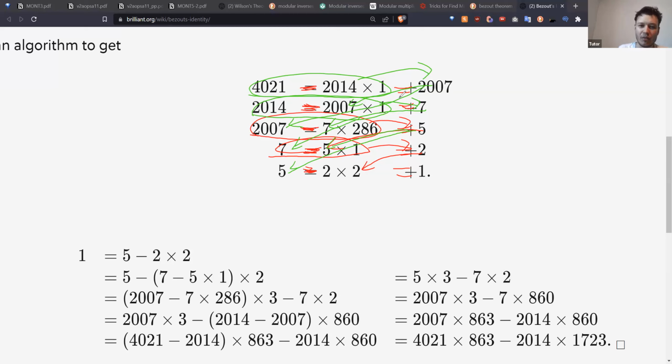So by using this method of back substitution, everything is going to become in terms of 4021 and 2014, because you get 1 here is equal to this, and now you take 2, you plug this into 2, and then you look at this formula, and then you take 5, and you plug 5 in here and in here, this formula for 5, and then you take this formula for 7, and you plug it in here and in here, and take this formula for 2007, and then you plug it in here and in here. All right, cool. So that's basically how you use Bezout's theorem.